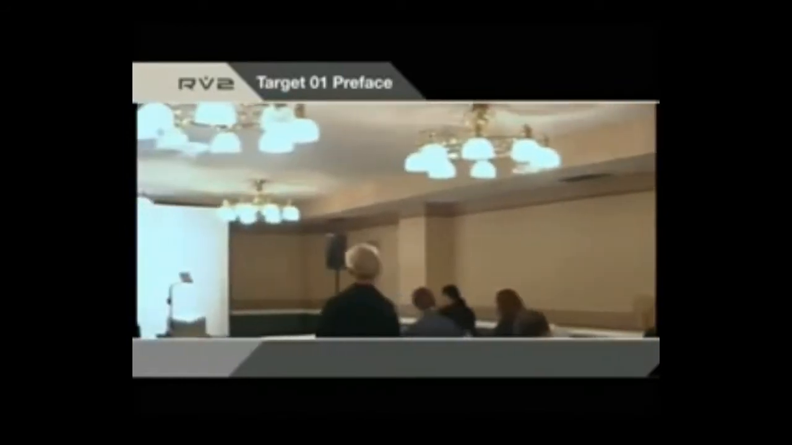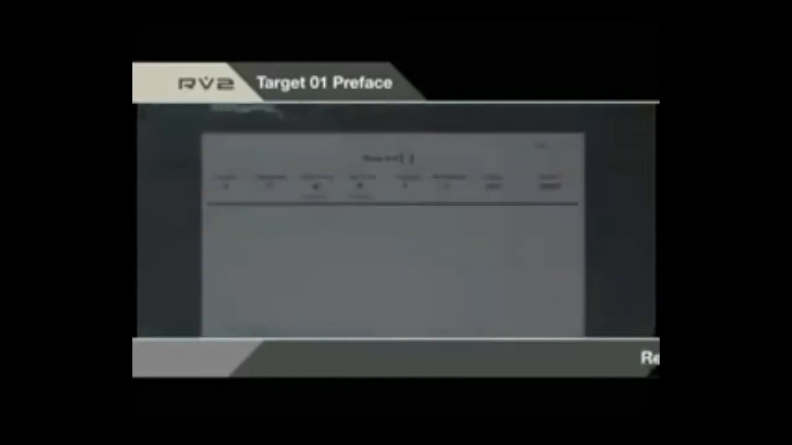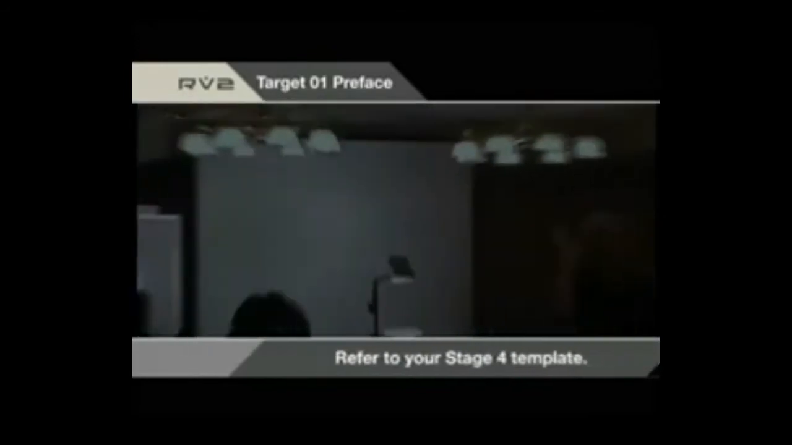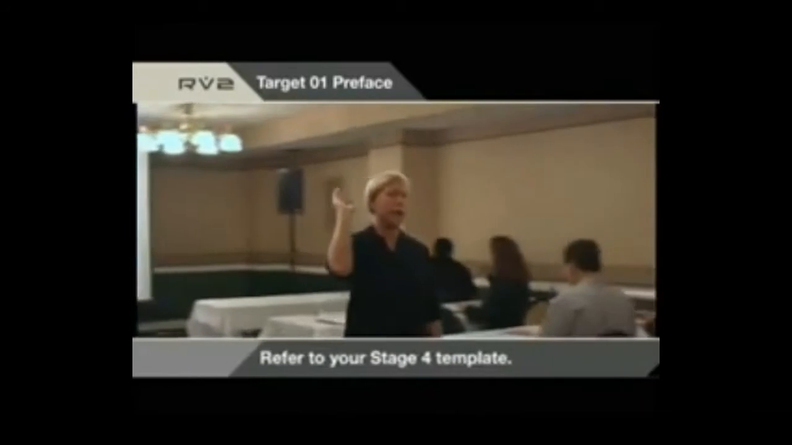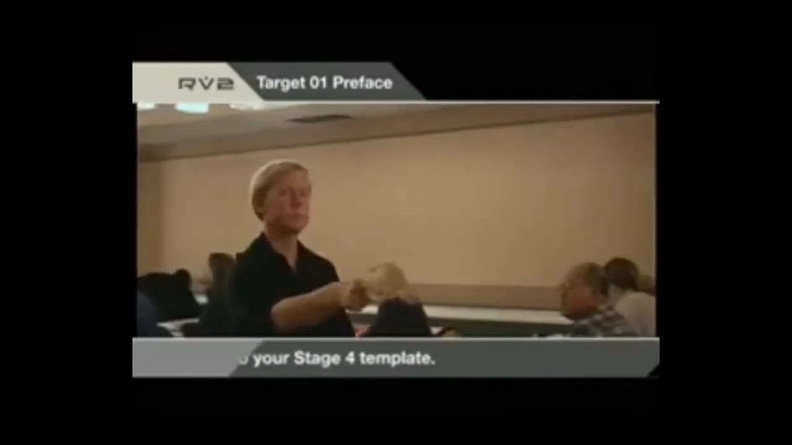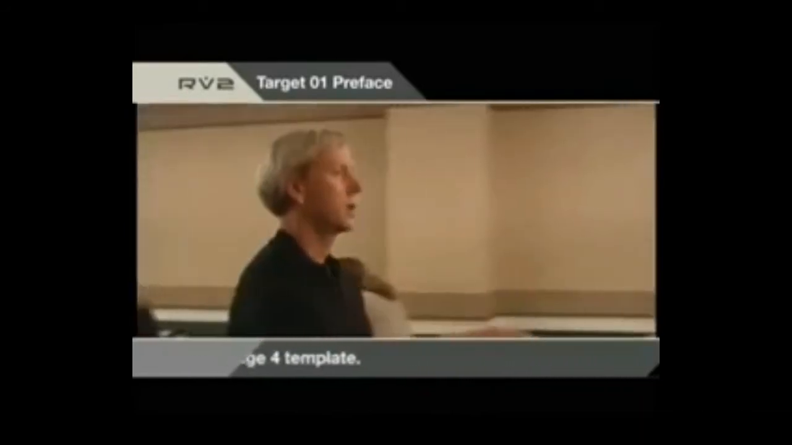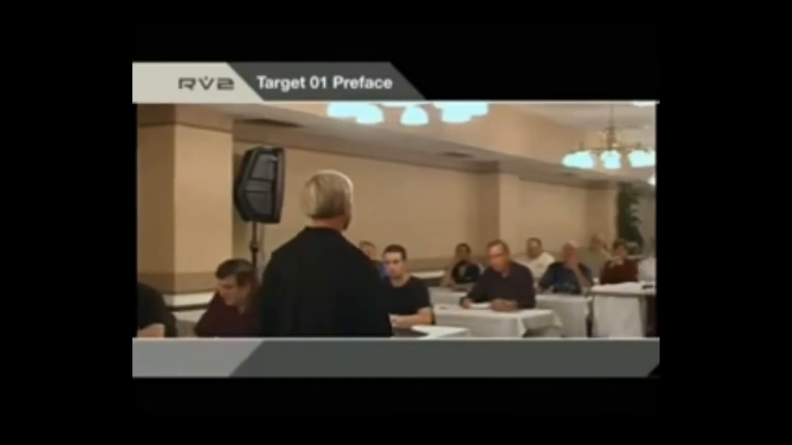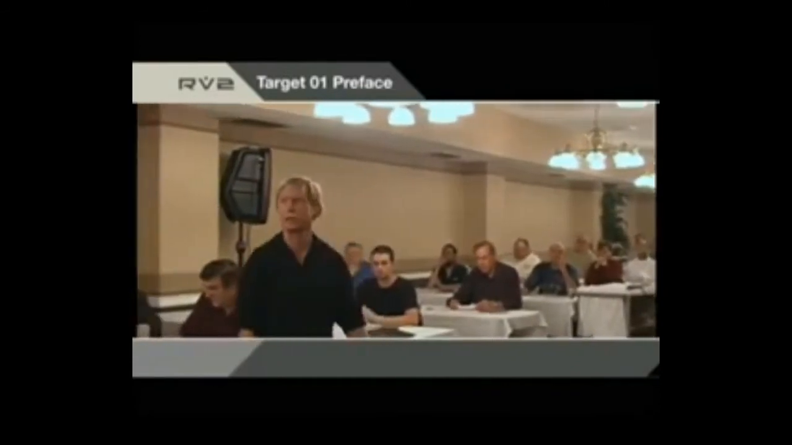Stage 4. I'm going to introduce the T and the I columns. Tangibles, intangibles. What are tangibles? Things. Is air a tangible? Yeah. Air. It's made up of a bunch of matter. Gases. So that's a tangible. That's a tangible idea.